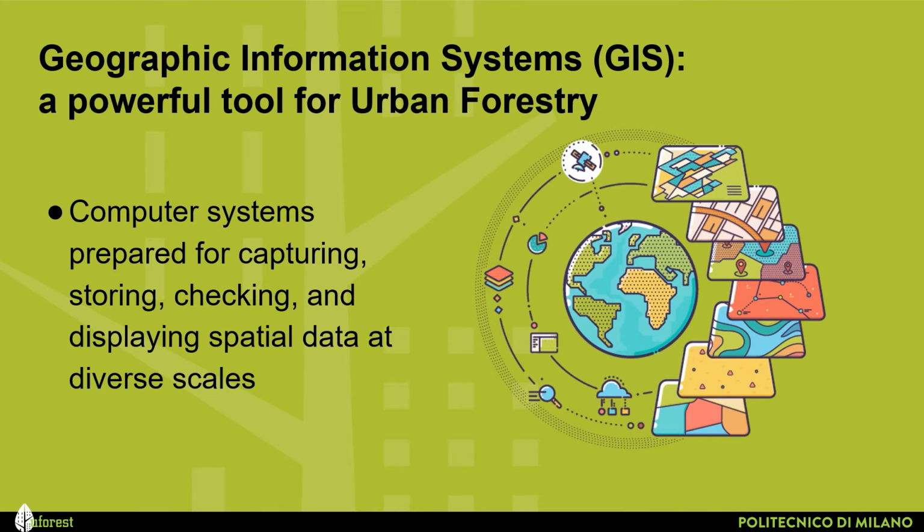A geographic information system, GIS, is a computer system prepared for capturing, storing, checking, and displaying spatial data at diverse scales. GIS can overlap and combine many kinds of data sharing the same cartographic reference system defined by a geographic projection, for example UTM, and a datum, including a geoid or terrestrial model. GIS helps us to understand spatial patterns, relationships, and context, and to improve management and decision-making in biodiversity and ecosystem management and land use planning.